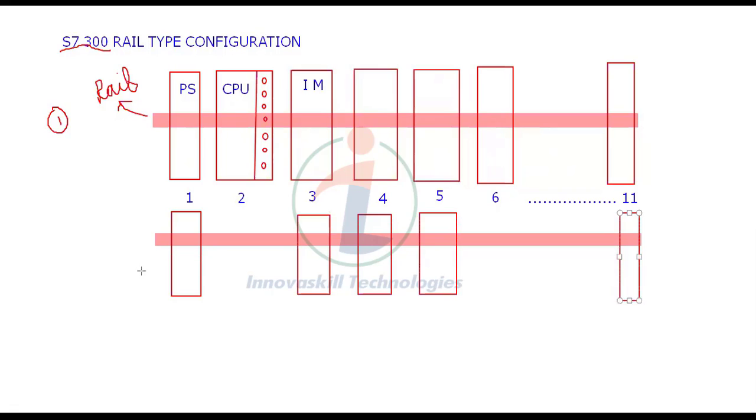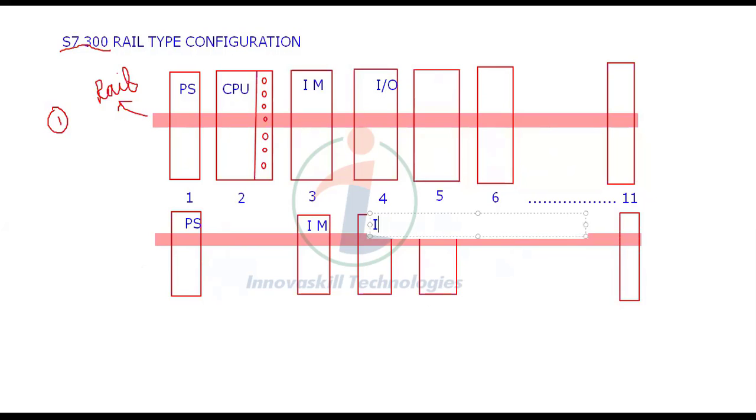Now, even after increasing, I will name it, this will be power supply. There is no need of another CPU because already we have a CPU. If you include another CPU here, this will be like another PLC. So only one CPU is required. This is IM. After that, you have IOs, IO modules.